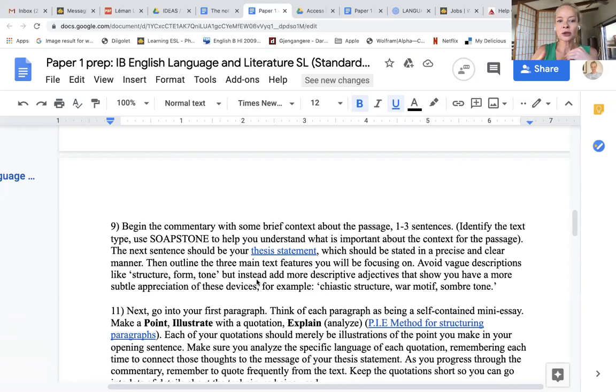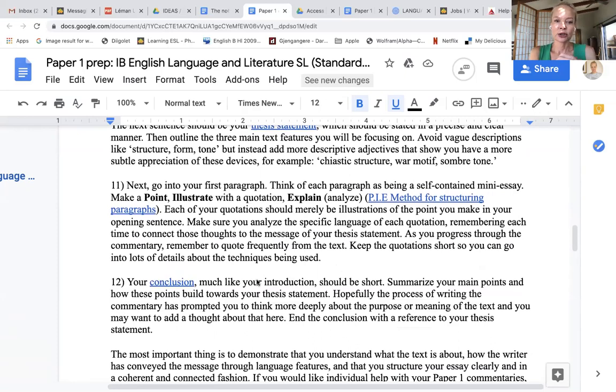So then you start with the text type, address what is the text, what are the important features of this particular text. It may be different for each depending on what it is. Thesis statement, you want to state the thesis statement as we said, and with the thesis statement, one point: avoid vague descriptions. So instead of saying, for example, the author conveys this message through structure, form, and tone, you can add an adjective. So the author conveys this message through chaotic structure, war motif, or somber tones. You add an adjective, and that makes it more specific.